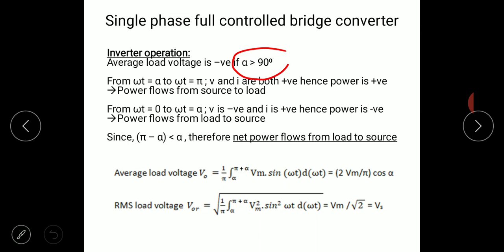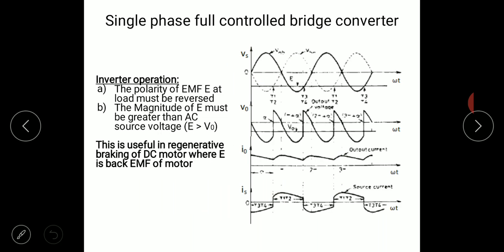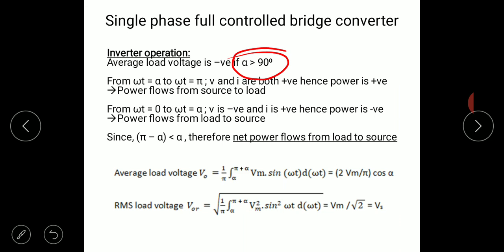If alpha is greater than 90 degree, then what will happen? We can see from the waveform that alpha firing angle is kept greater than 90 degree. If alpha is kept greater than 90 degree, then the duration for positive power will be lesser than the duration of negative power, and hence the overall power will become negative. And the overall power is negative, that means the power will flow from load to source side. This is called as inverter operation.